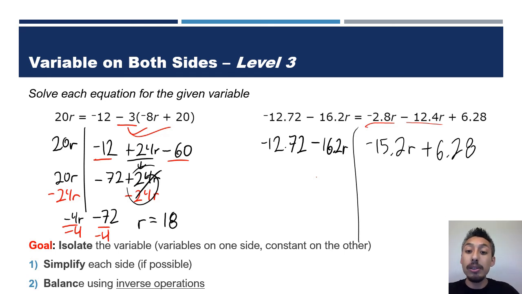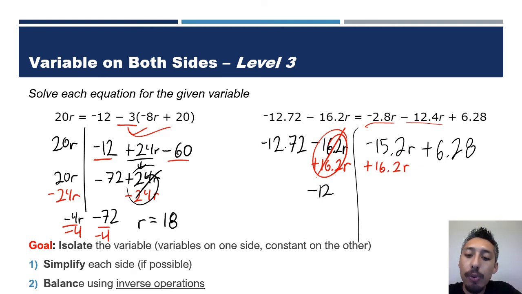Next, we're just trying to balance the equation. We want r's, our variables, only on one side. I'm going to get rid of the smaller one. And in this case, the smaller one is the negative 16.2r, so we're going to add 16.2r to get rid of it. And whatever we do to one side, we need to do the same thing to the other. On the left side, we just have negative 12.72, and on the right side, this is going to give us a positive 1r plus 6.28.